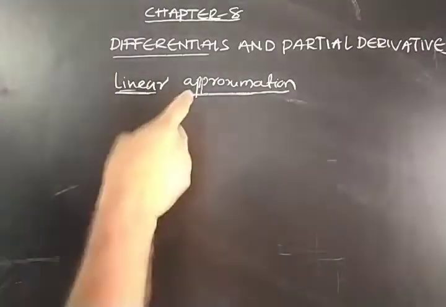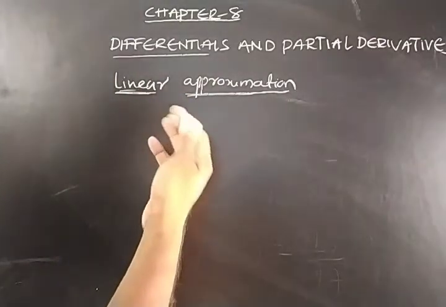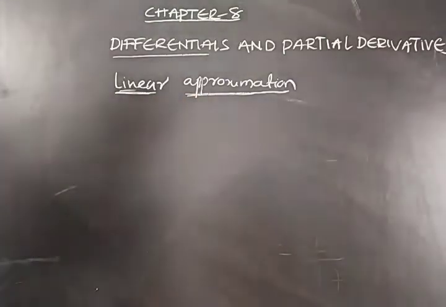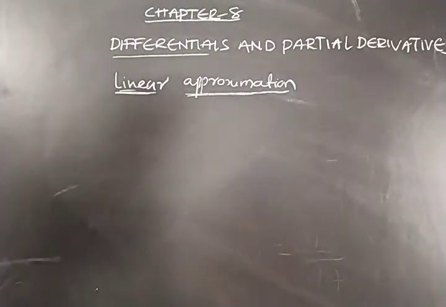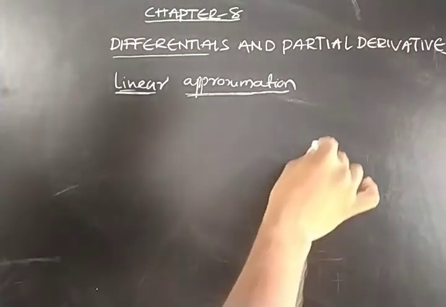Linear approximation is a tangent to the curve. It is a straight line which is tangent to the given function.